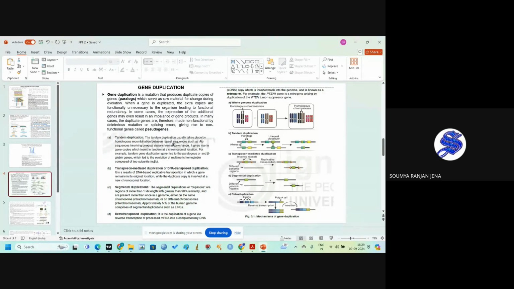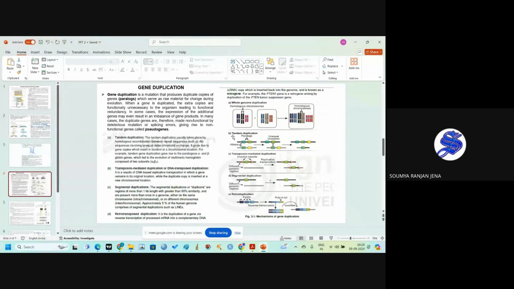During this meiosis process, if tandem duplication occurs between the genes and the ALU elements, it gives rise to gene copies which insert in tandem at a chromosomal location. For example, tandem gene duplication gave rise to a paralogous alpha and beta globin gene, which led to evolution of multimeric hemoglobin composed of 2 alpha and 2 beta subunits.